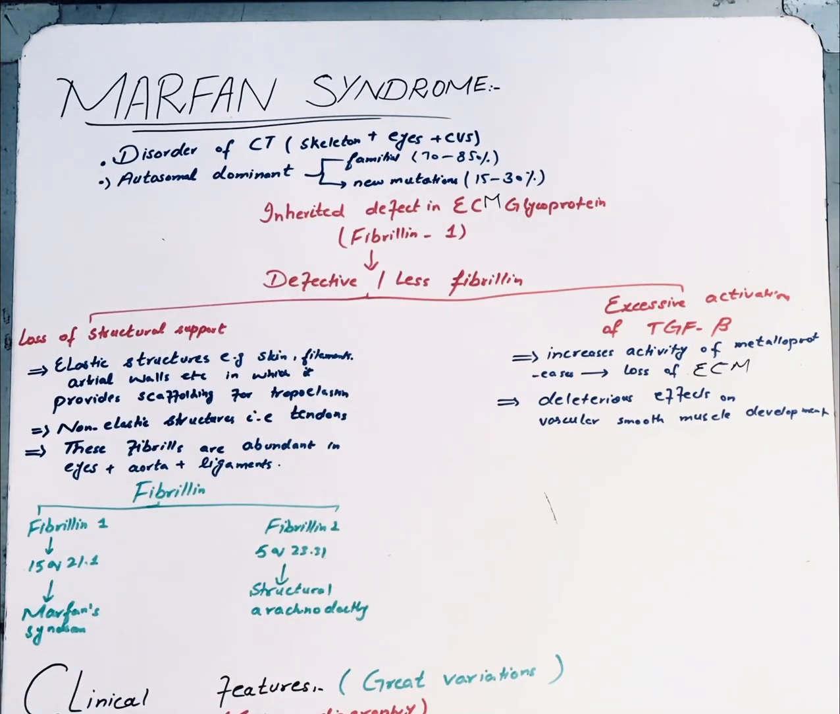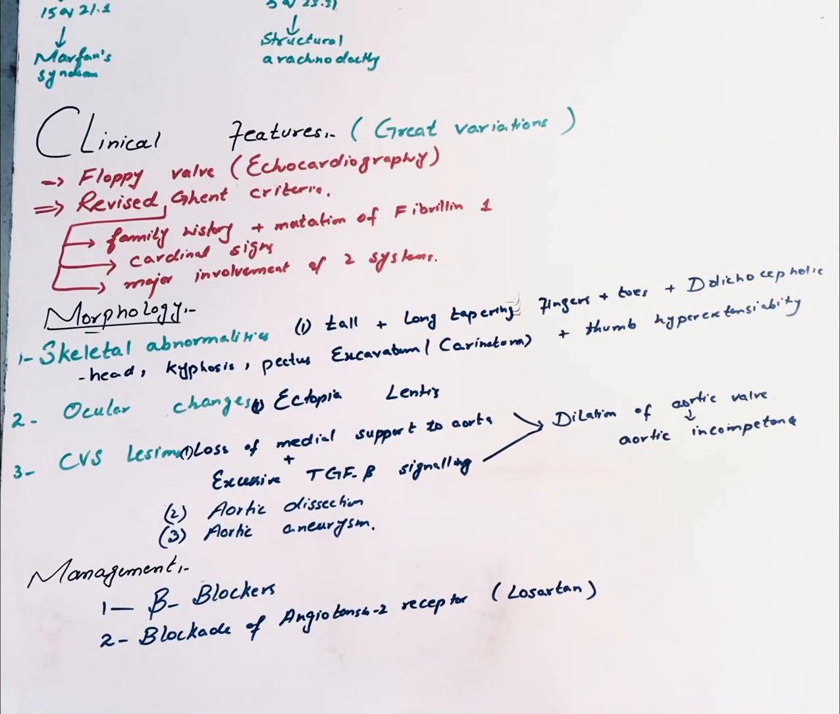This was the function of fibrillin, and if this fibrillin is defective or less in amount in our body, then it can lead to Marfan syndrome. Now let's see the clinical features. There are great variations in clinical features. First of all, there can be floppy valve. The floppy valves are due to loss of connective tissue in the mitral valve, which can make these valves soft, and that is floppy valves. And we can see the floppy valves through echocardiography.